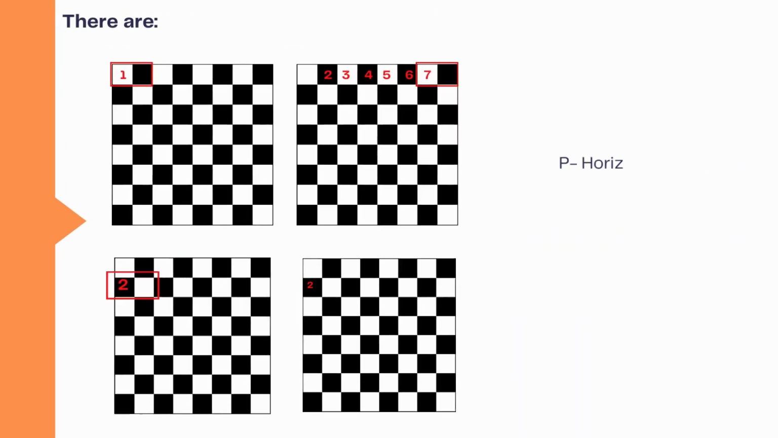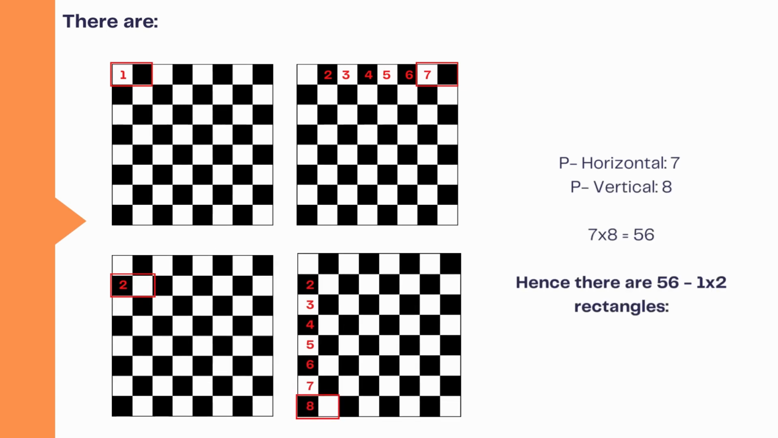For 1 by 2, imagine a 1 by 2 grid line that moves horizontally and vertically. Horizontally, it can move up to 7 spaces until it stops. Vertically, it can move 8 spaces until it stops. Therefore, we can say that it moved 7 by 8. Hence, 7 by 8 is 56. So there are 56 1 by 2 rectangles.